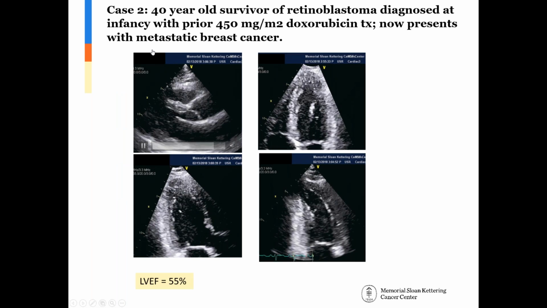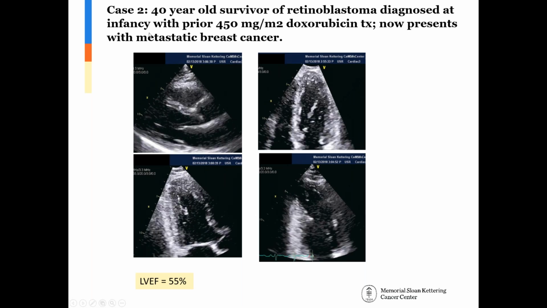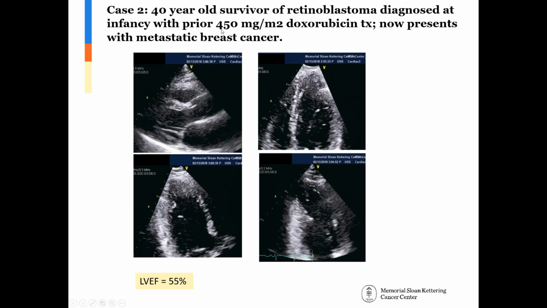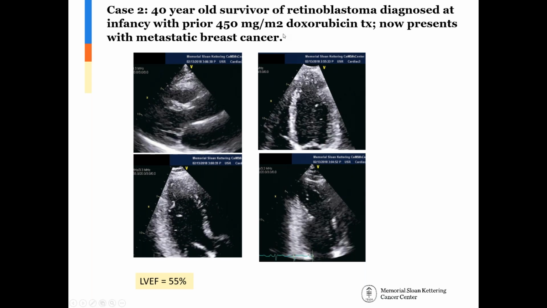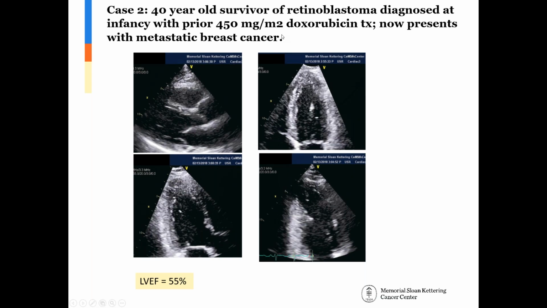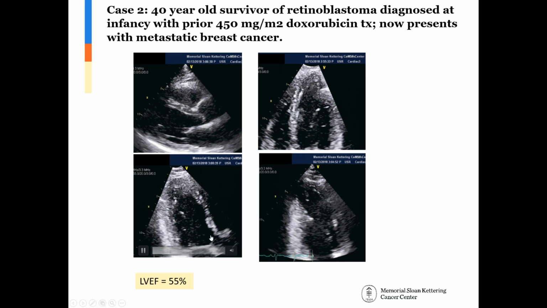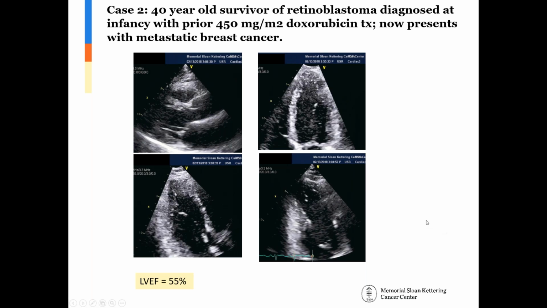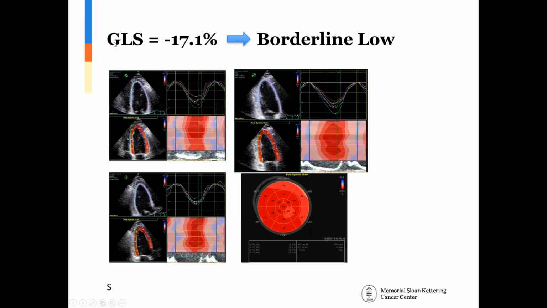So the next case is an unfortunate 40-year-old survivor of retinoblastoma diagnosed at infancy, who's been treated with high-dose doxorubicin of 450 milligrams per meter squared, who now presents with metastatic breast cancer. This is her pre-treatment echo. She's tachycardic, and her LV ejection fraction looks borderline at 55%. Her GLS is minus 17.1, which is consistent with borderline low GLS.